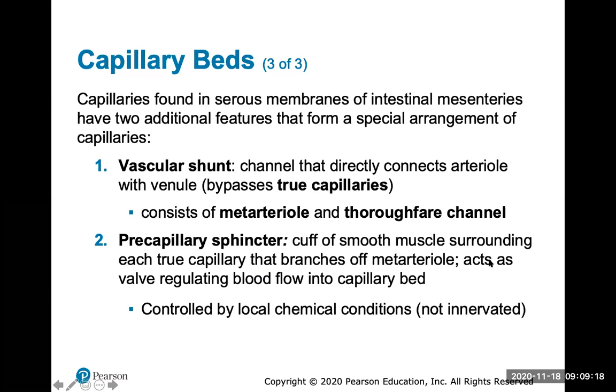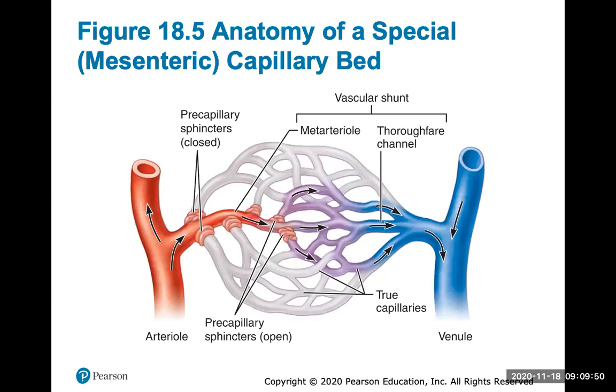A vascular shunt is a channel that directly connects the arteriole with the venule, and this will bypass true capillaries. And a precapillary sphincter is just a cuff of smooth muscle that surrounds each true capillary that branches off the metarteriole, and it acts as a valve that will help to regulate blood flow into that capillary bed. So this is just to show that blood flow through your capillaries is highly regulated and highly controlled depending on where blood is needed, where that capillary bed is throughout the body.